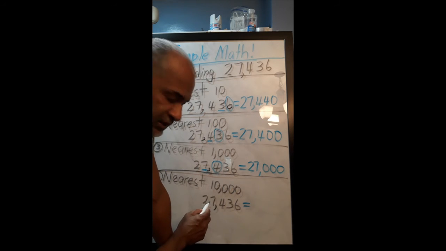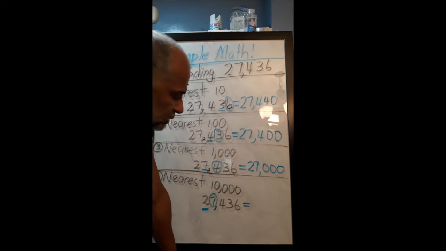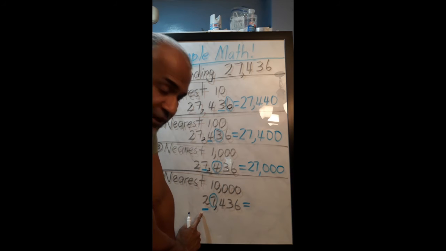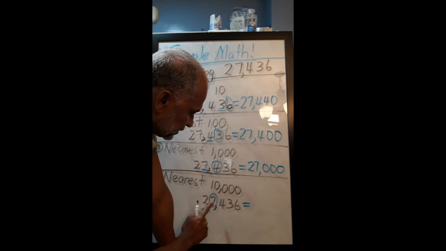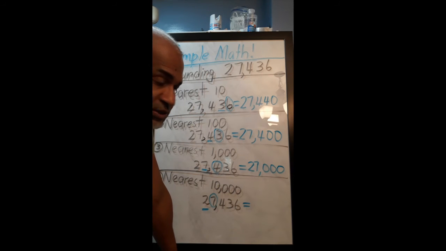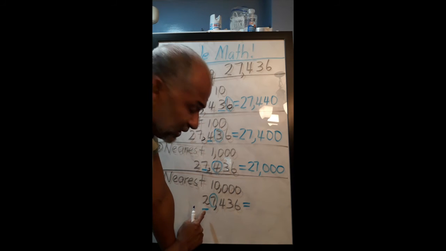Then we look to the right and circle the number, which is the controller. It is the controller because it dictates what happens to the underlined number. If the controller is 4 or less, you let it rest. If it's 5 or more, you let it soar. So in this case, the controller is more than 5, so we have to let it soar.